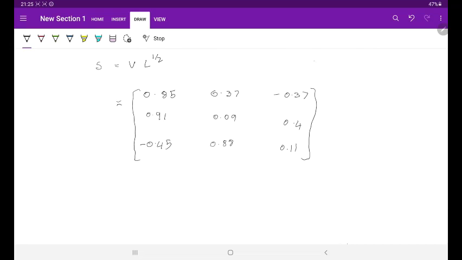here S shows the correlation between the variables and the principal component. For example, consider 0.91. This shows the correlation between the second variable and the first principal component.